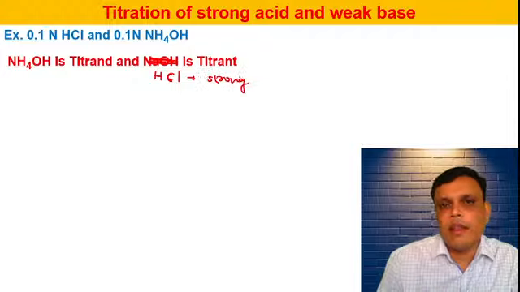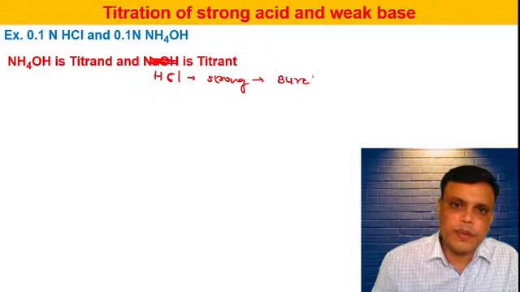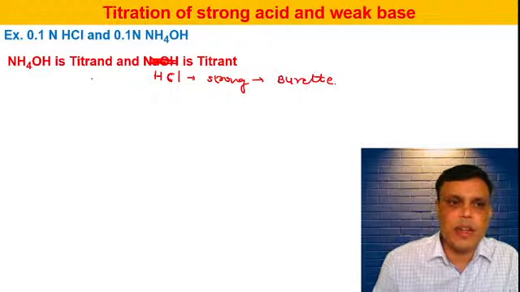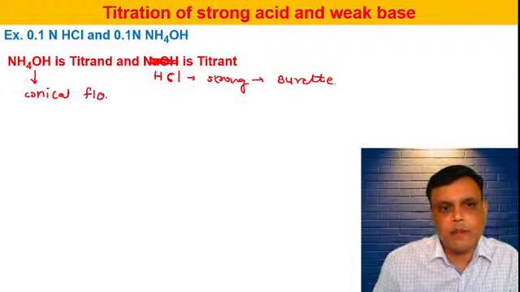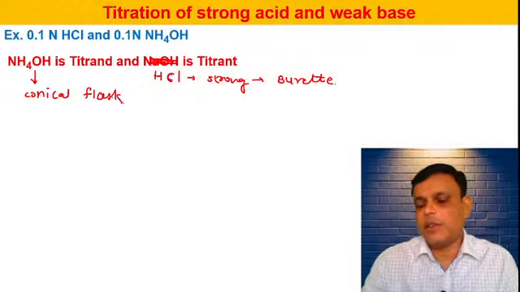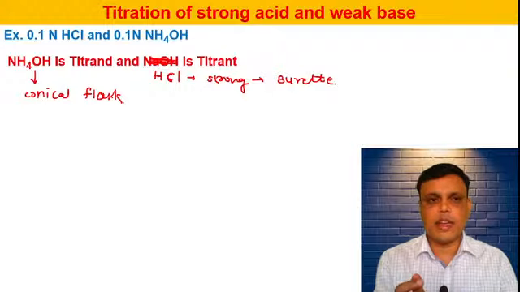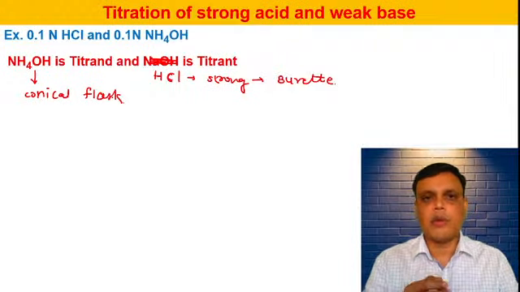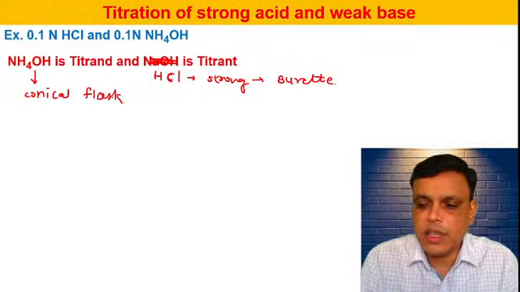So we will take this strong electrolyte in the burette, and ammonium hydroxide we will take in the conical flask. So this is our today's titration. In the burette we will fill the 0.1 normal strong electrolyte. Then we will remove the air bubble and adjust the 0 mark. Yes, Ganesh Pandey is saying HCl.